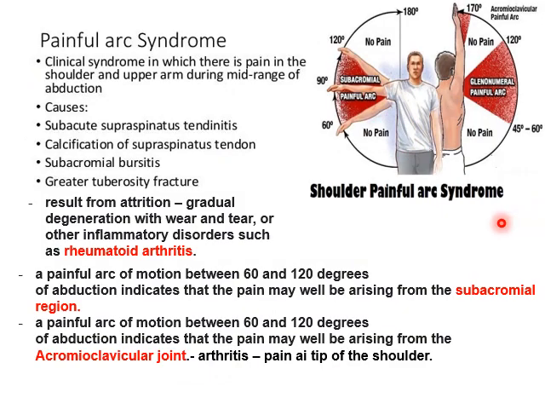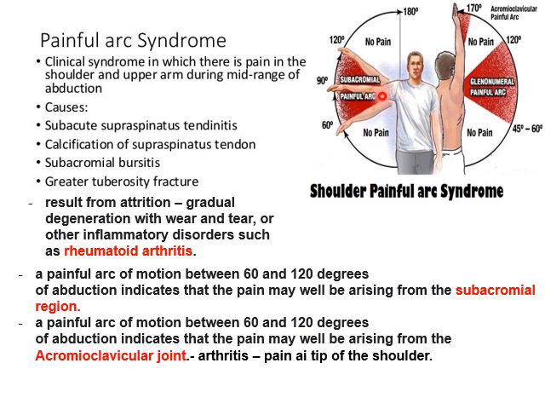And then there's another condition called painful arc syndrome. It is a clinical syndrome where pain in the shoulder and upper arm is seen during mid-range of abduction. This painful arc syndrome can be due to subacute supraspinatus tendinitis, calcification of supraspinatus tendon, or subacromial bursitis, or greater tuberosity fracture.